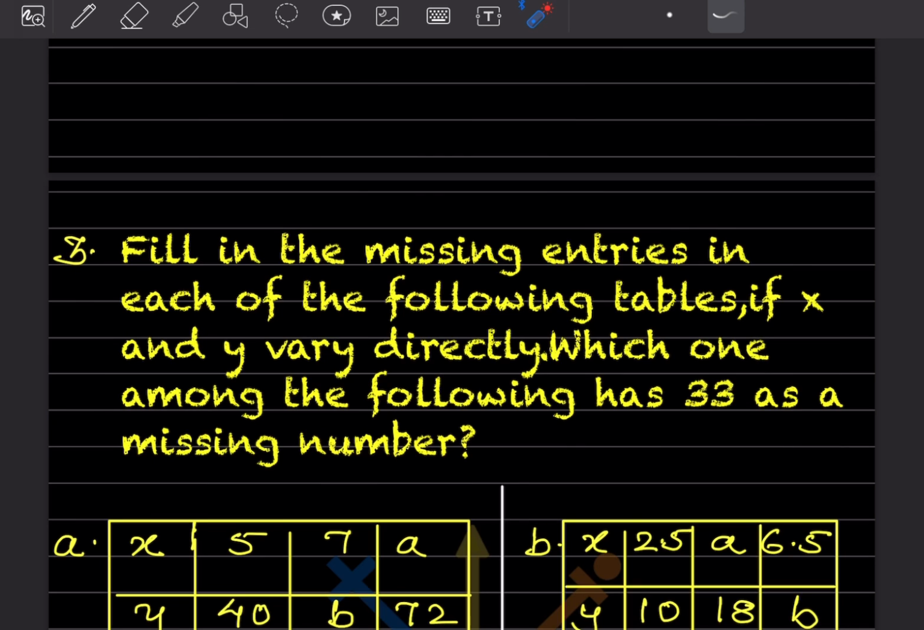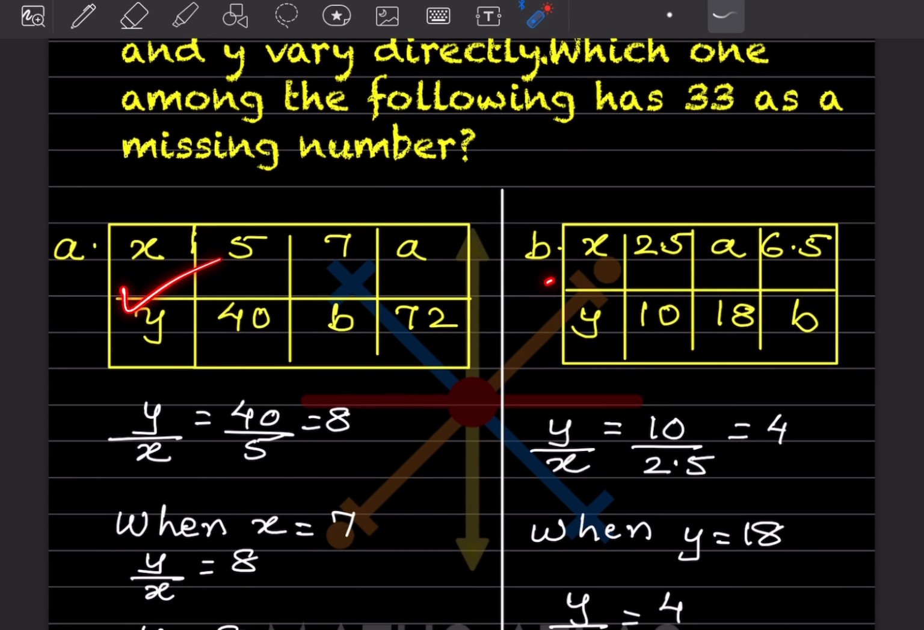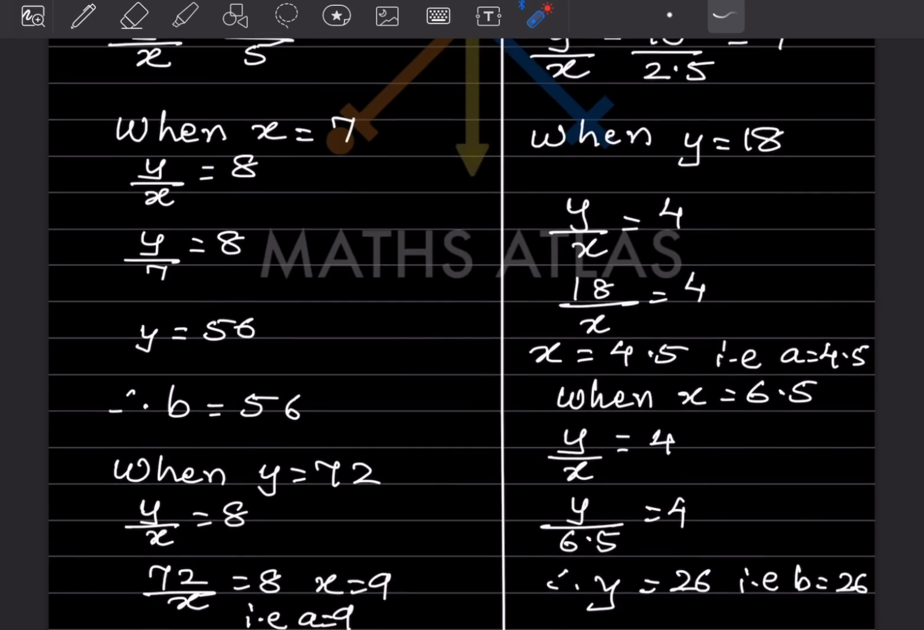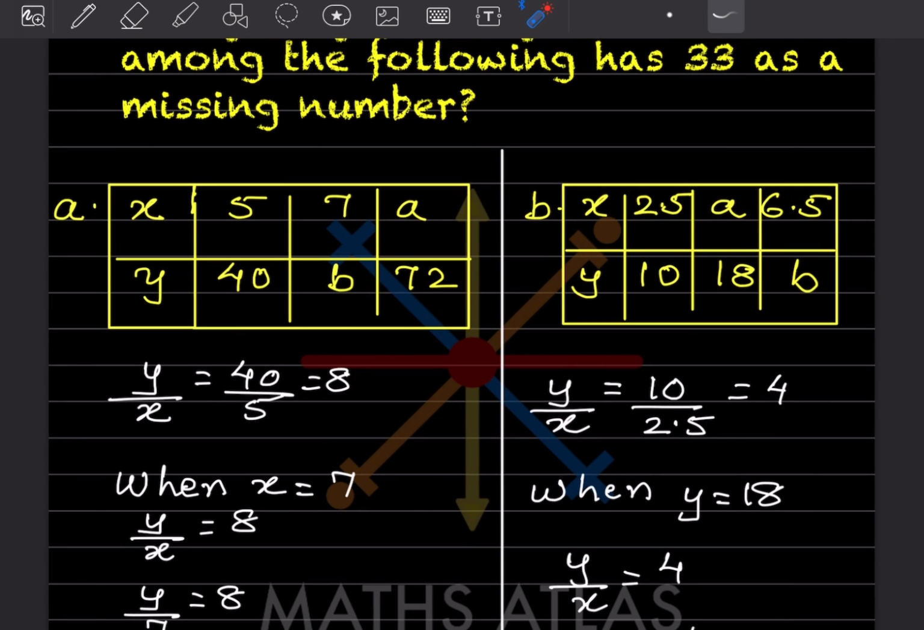Fill in the missing entries in each of the following tables if x and y vary directly, and which among the following has 33 as a missing number. Here A, B, C and D are given. Let us start with A. This is x, this is y, so y by x means 40 divided by 5, which will be 8.